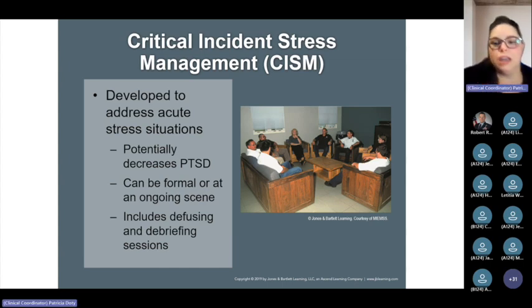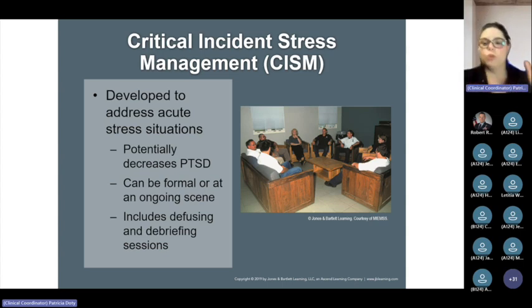And it can be before reentering a scene, during the assessment for the distress, during scene demobilization. So there's a lot of different times when CISM can actually occur. Most of the CISM that you're going to see probably in your career is going to be well after the call is completely over. But we have something called diffusing sessions.